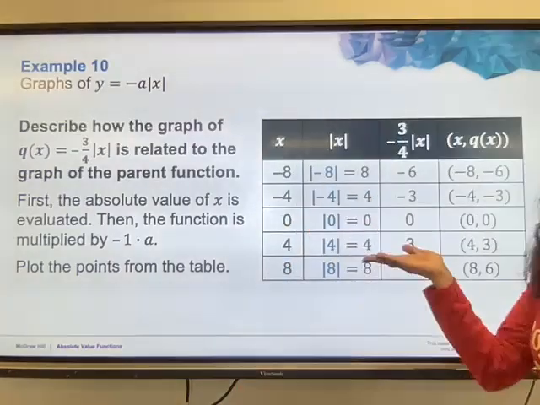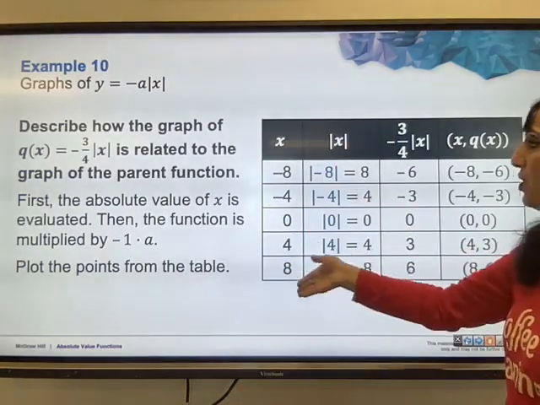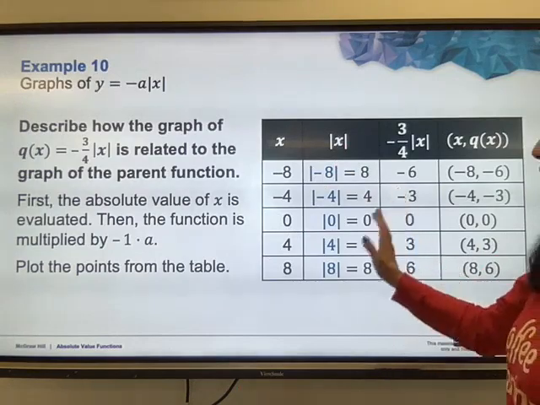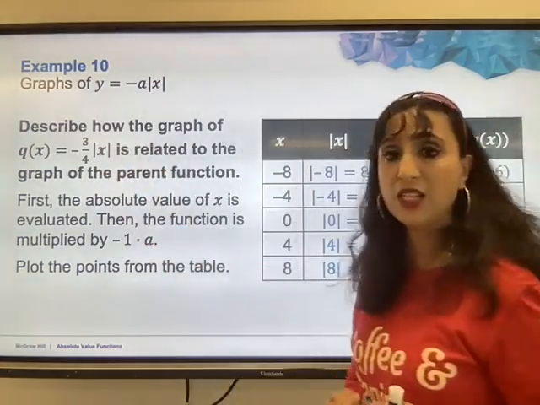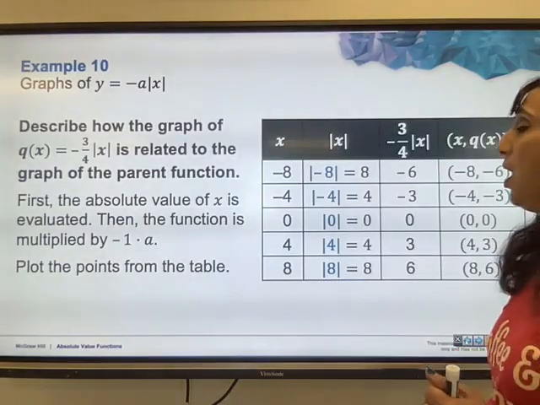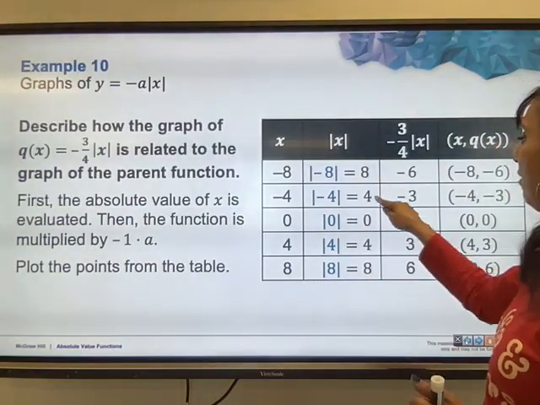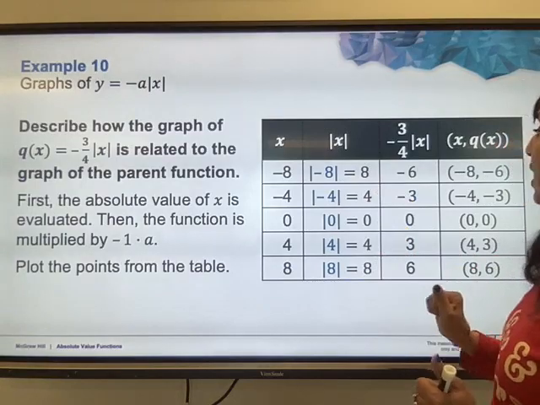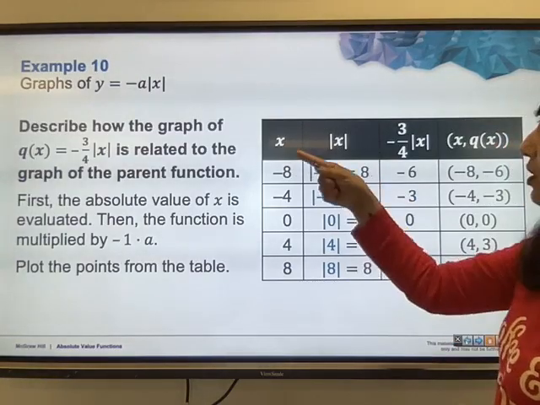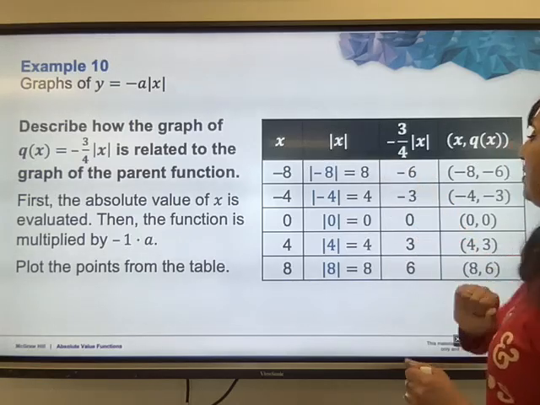So there you go. I've given those values. We're going to find just the absolute value first of each of those. And then look, 8, 4, 0, 4, 8. Then I'm going to multiply negative 3/4 with this.